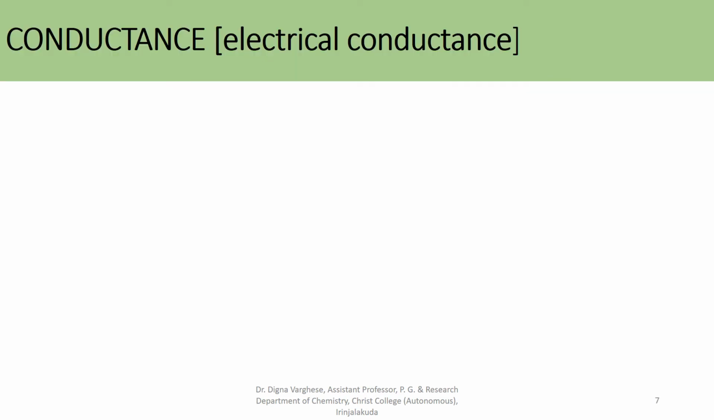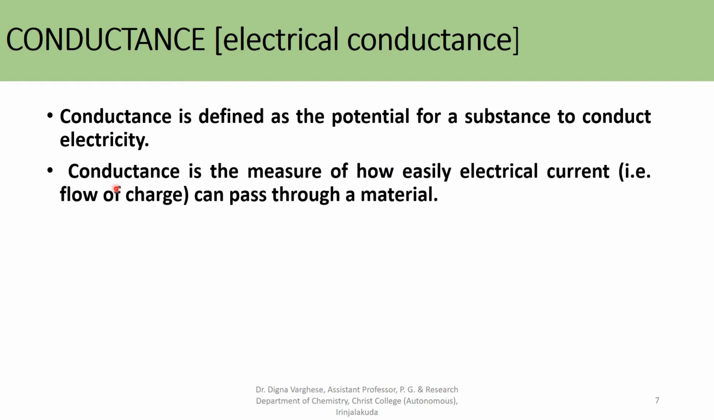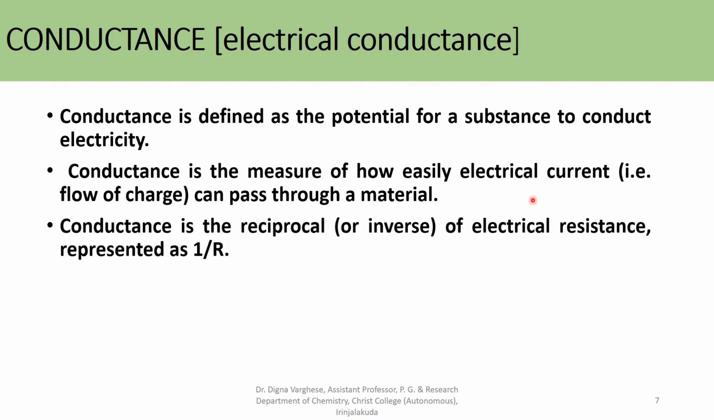Conductance, or electrical conductance. Conductance is defined as the potential for a substance to conduct electricity. Conductance is the measure of how easily the electrical current, that is the flow of charge, can pass through a material. In other words, conductance is the reciprocal of electrical resistance, that is represented by 1 by R.